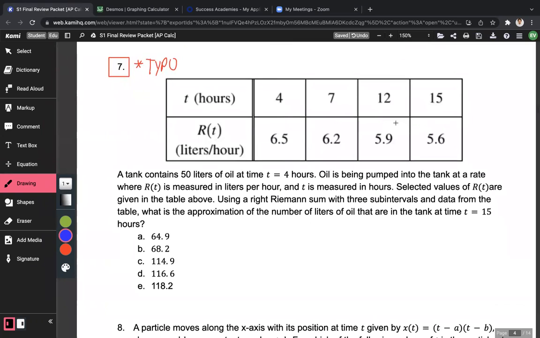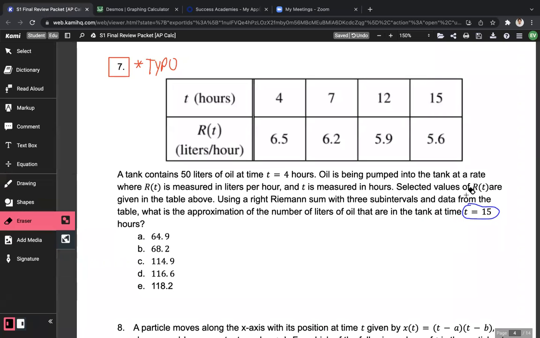All right, number 7, I flagged because it has a small typo. On your papers, if I remember correctly, it doesn't tell you that we're looking at time t equals 15 hours. I think it just says how many liters of oil are in the tank at time. That's not very helpful. We actually do need an end time for that. So I've corrected it in my paper here. You should be looking for how many liters of oil are in the tank at t equals 15.